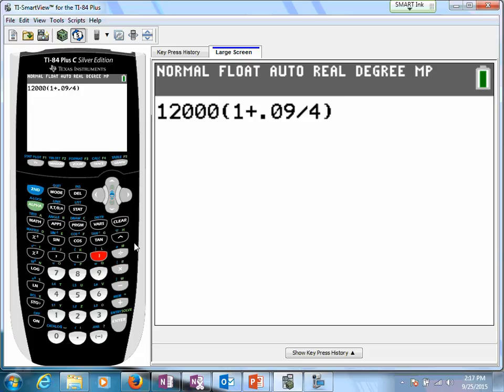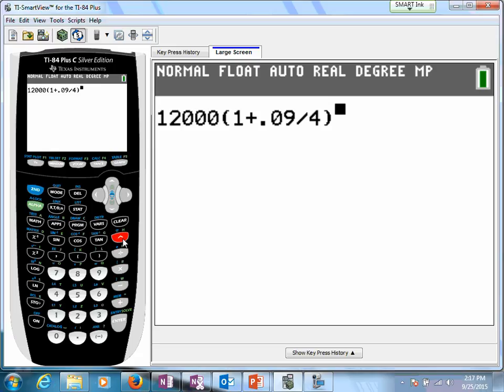Now, to raise to a power, I need to use my exponent button, which is on the right side of my graphing calculator. So that little caret key, we're going to press that. Now, you'll notice my graphing calculator actually superscripts the exponent, but some of you have older models of calculators where it just puts the arrow on there instead.